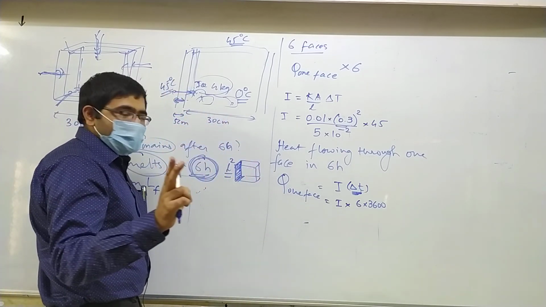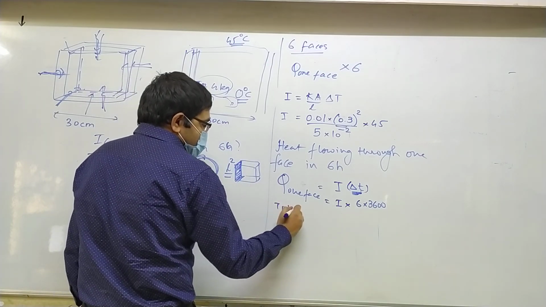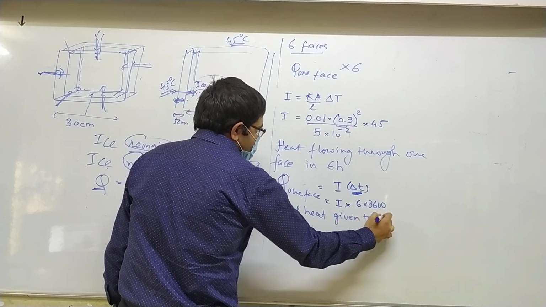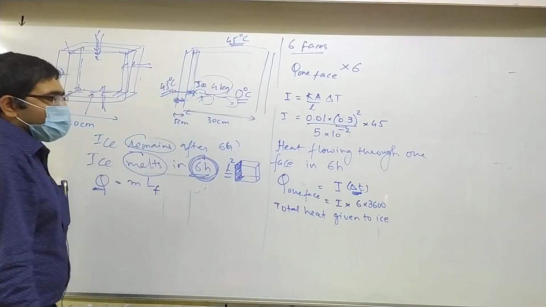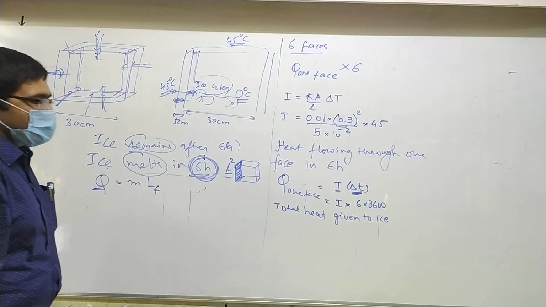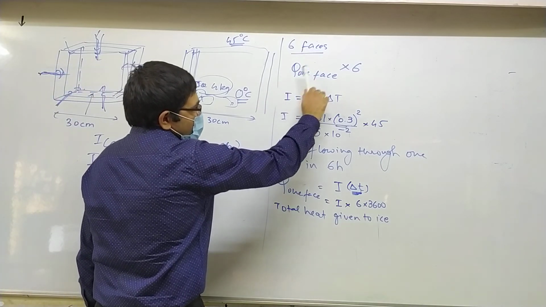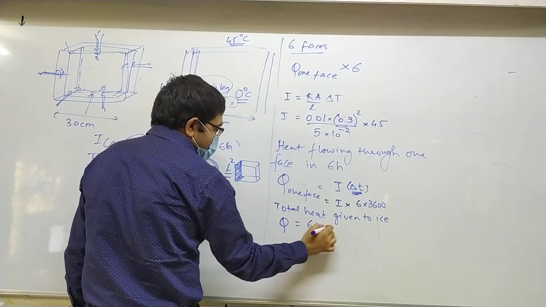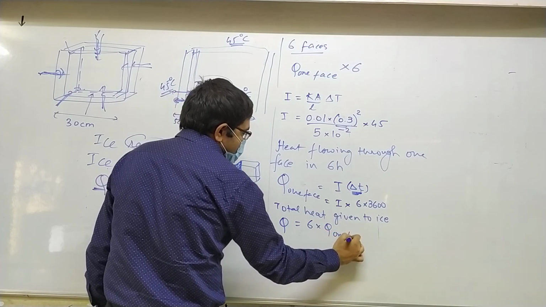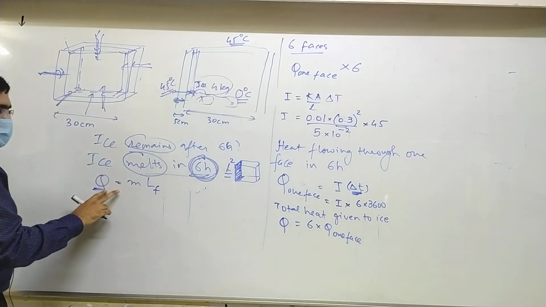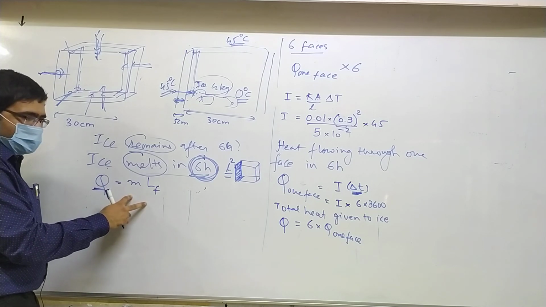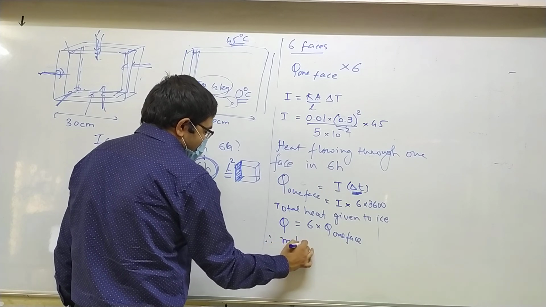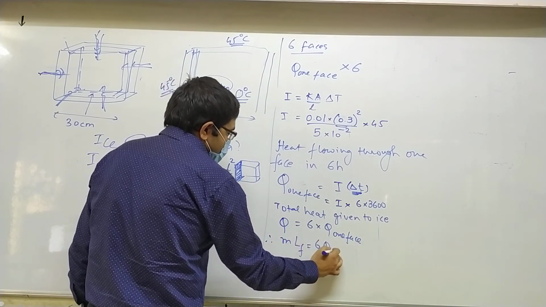We still have 2 steps to go. The next step is the total heat given to ice. For one face we have found it, and now we are going to multiply by 6. So the total is 6 times Q of one face, and this Q is going to cause the melting of ice. So I can write M into LF equal to 6 Q of one face.